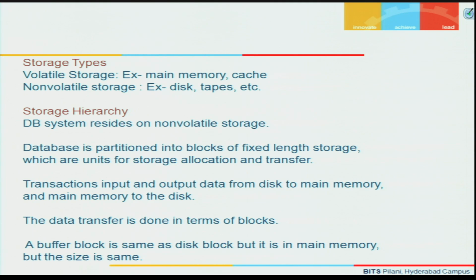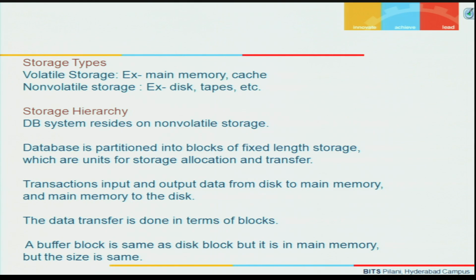If we look at the storage types, we have volatile storage, main memory, cache memory, and so on, and then we have non-volatile storage. That is, whatever data we store in non-volatile storage is going to be persistent or permanent, for example, disk storage and tapes. If you look at the storage hierarchy, the database system resides on non-volatile storage because the basic requirement of the data of a database system is that it needs to be persistent. It needs to be stored permanently in the database.